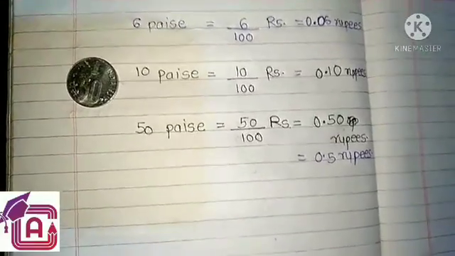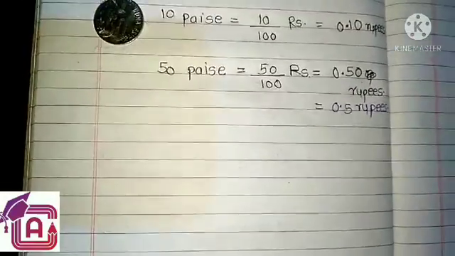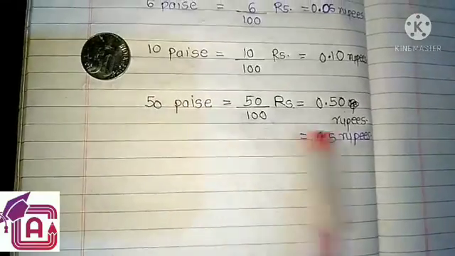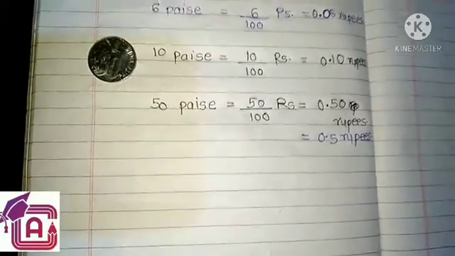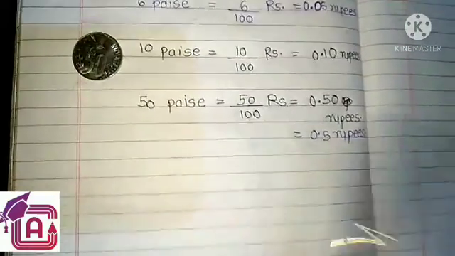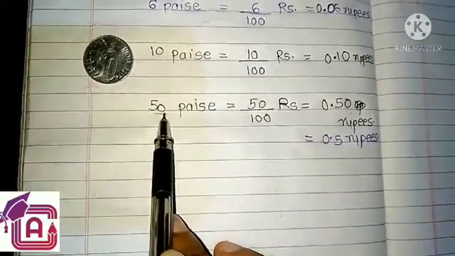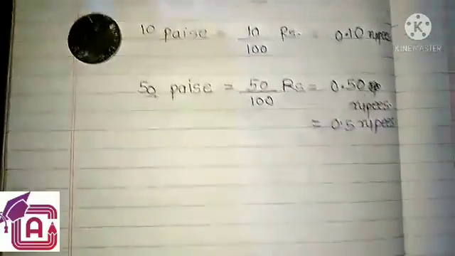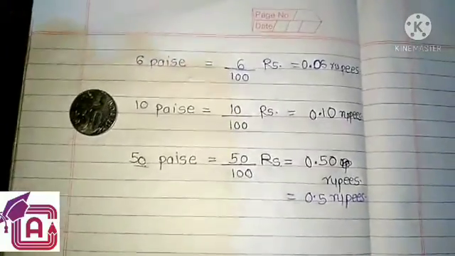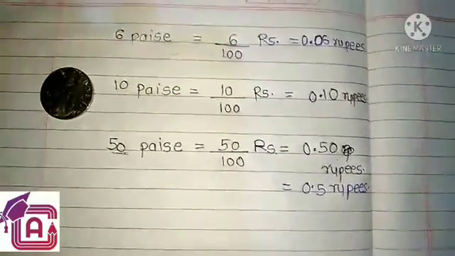So you can easily understand that when we are converting paise into rupees, what we have to do? Out of 100 parts, we take the given amount of paise, and you can write it easily in decimal point format.